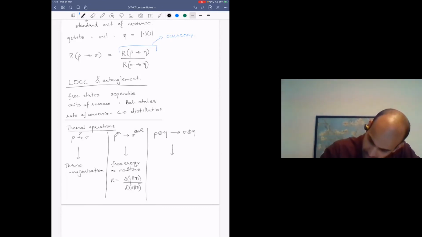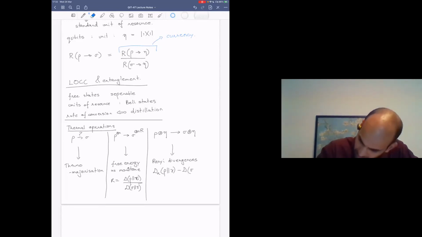Then what you get is all of the Renyi divergences D_alpha of rho tensored gamma minus D of sigma, oh sorry, not gamma, once again, this is tau, the thermostat, sigma versus tau, with alpha greater or equal to 0.